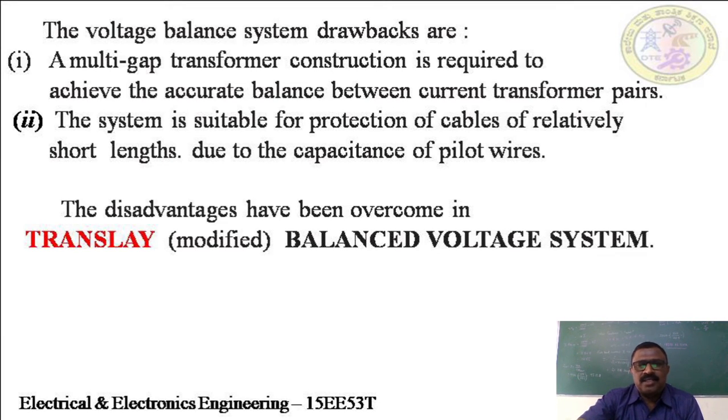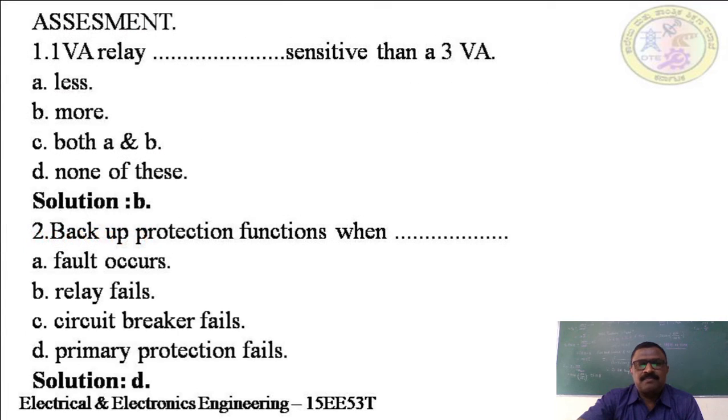So the disadvantages of this voltage balance system can be overcome by using translay relay. Translay is a modified version of the balanced voltage system. By using this, we can overcome the disadvantages like the multi-tap transformer and the effect of capacitance.